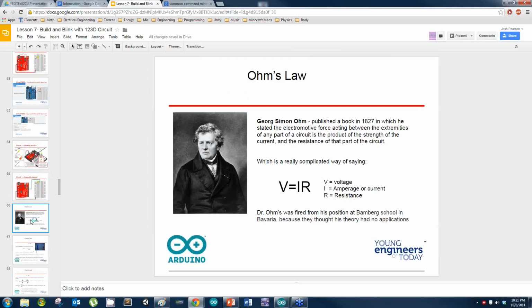Okay. All right. So Ohm's law was done by a guy named George Ohm back in 1827, a long, long time ago. And it said that the electromotive force acting between the extremities of any circuit is the product of the strength of the current and the resistance of that part of the circuit, which is a very complicated way of just saying V equals IR. The sad part, Dr. Ohm was actually fired from the school because they thought his theory had no actual applications. Turns out, yep, they were wrong.